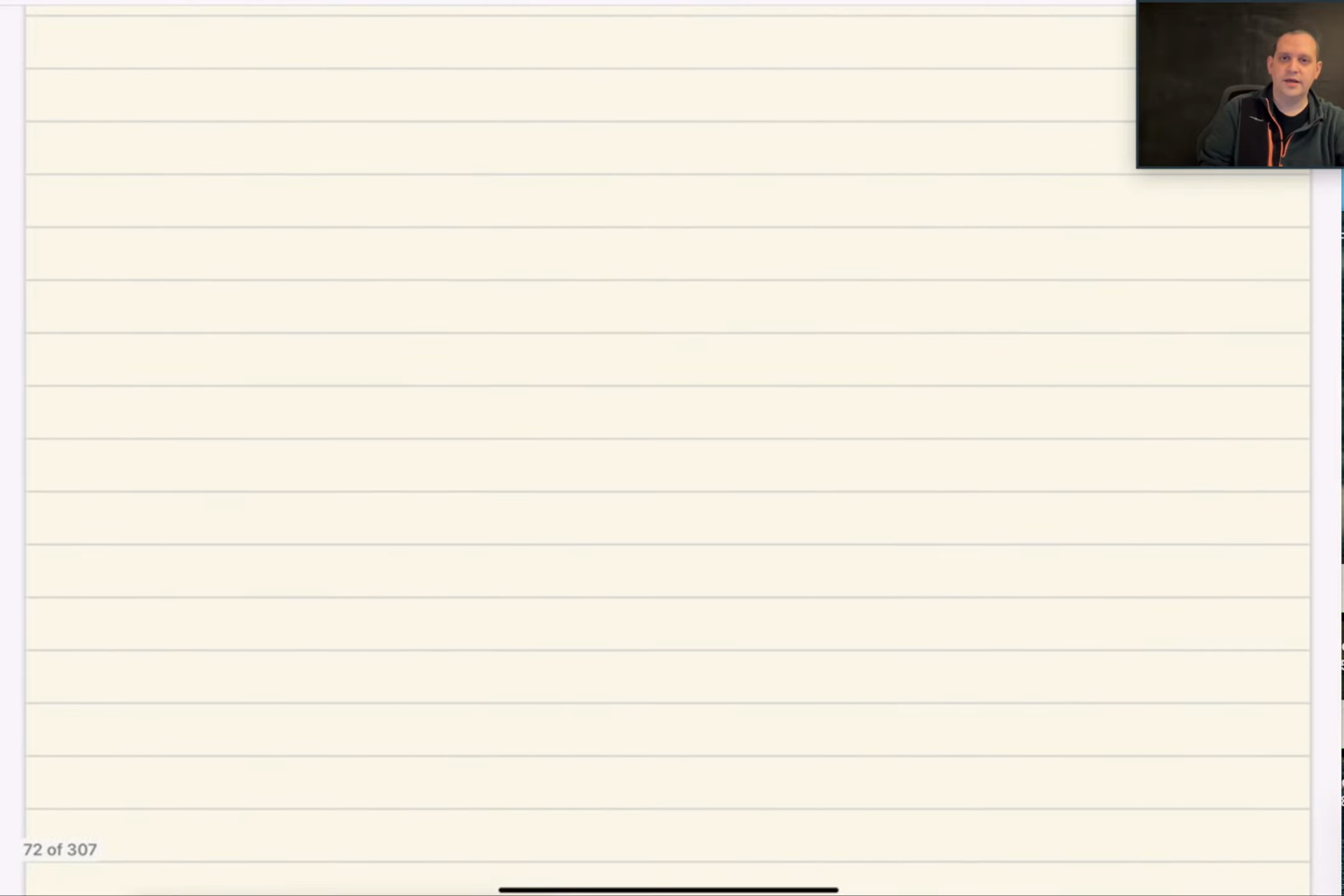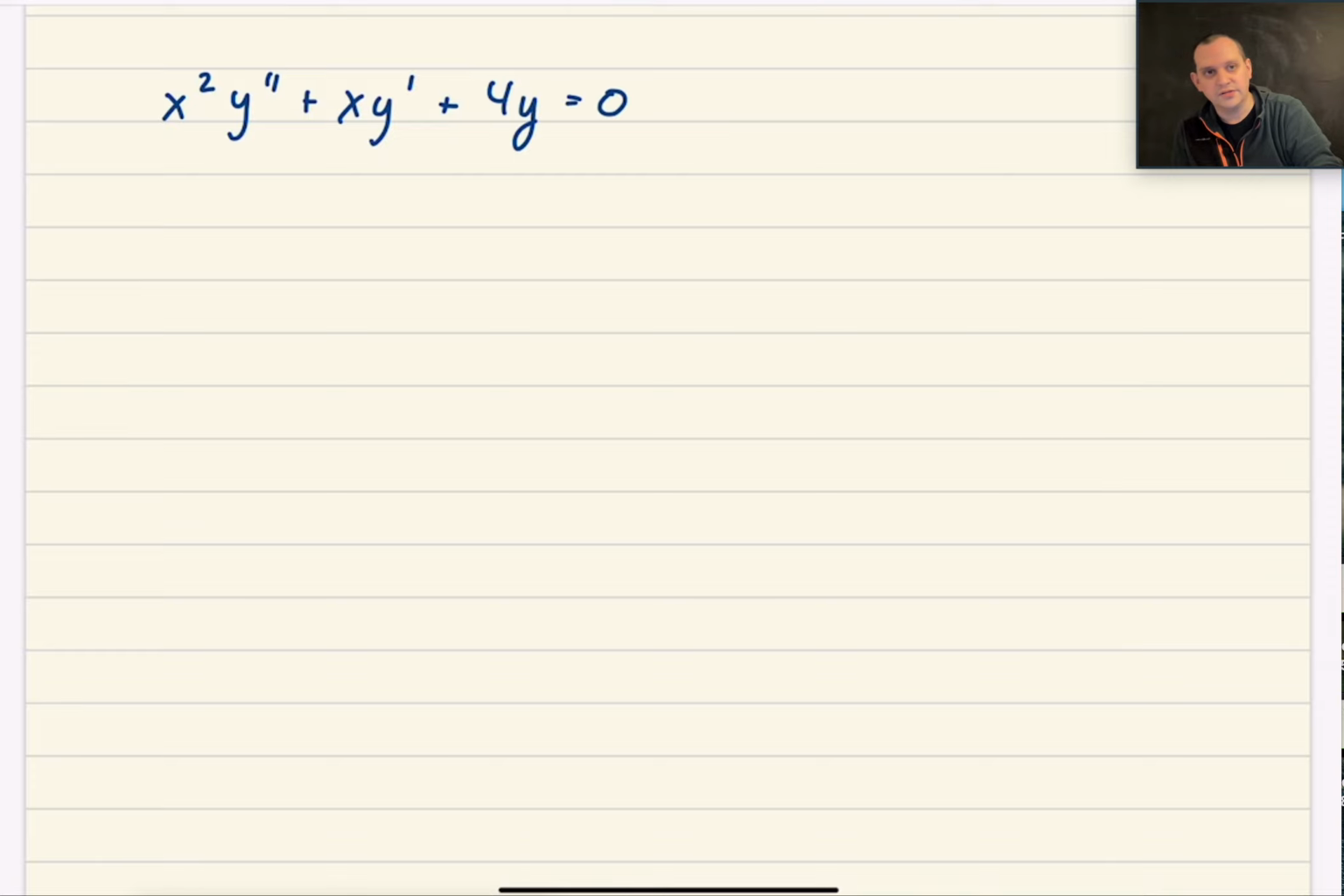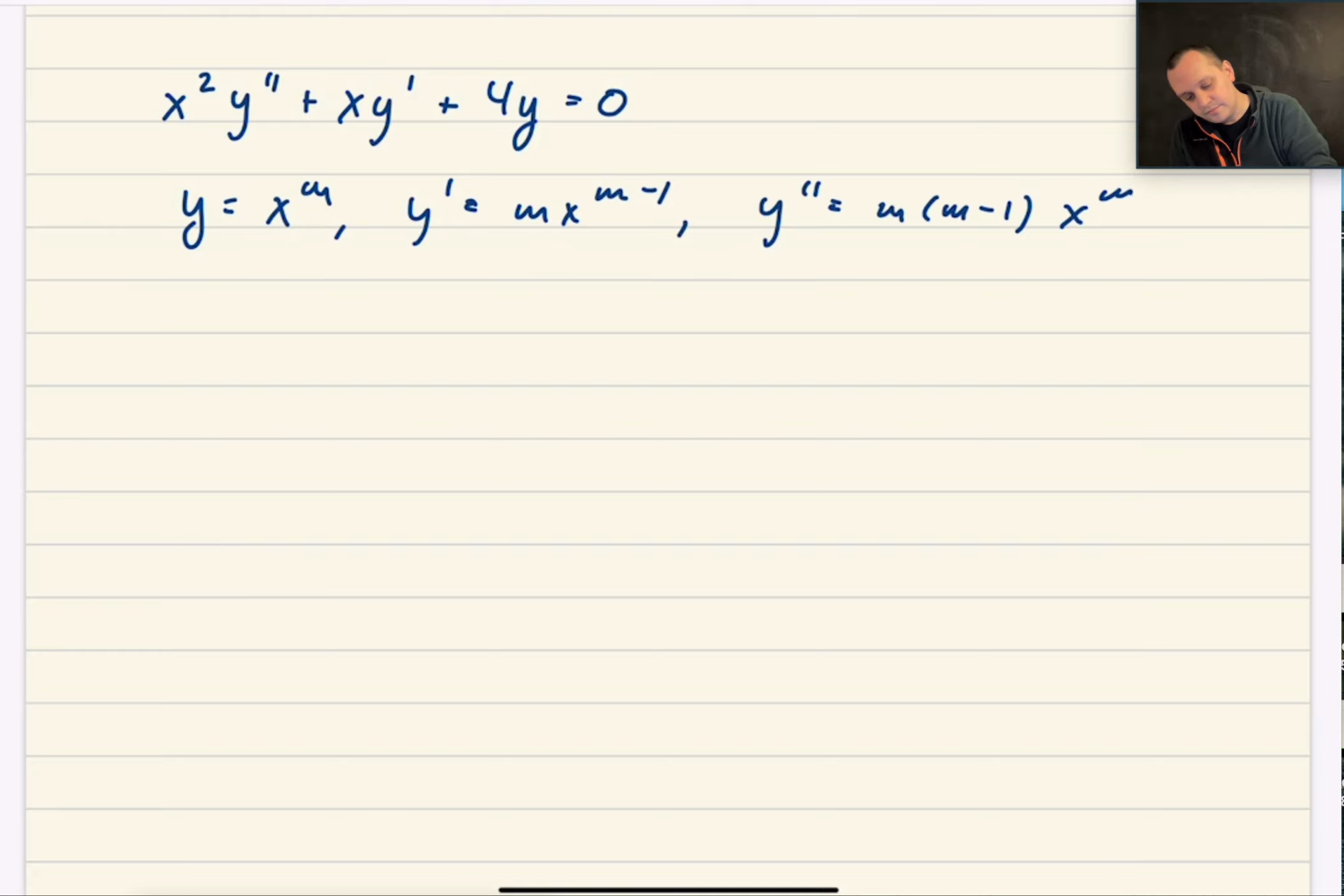Final thing that I want to look at is what happens if you have complex roots. So let's look at something like x squared y double prime plus x y prime plus 4y equals 0. And same story, y is x to the m, y prime is m x to the m minus 1, y double prime is m times m minus 1 x to the m minus 2. Plug everything back in. I'm going to skip some details here, but you can do it if you like.